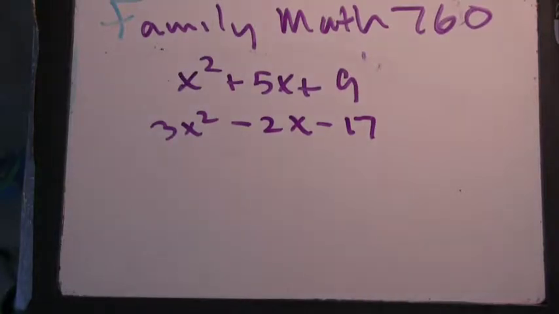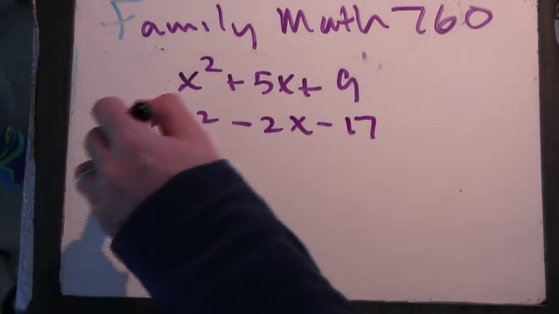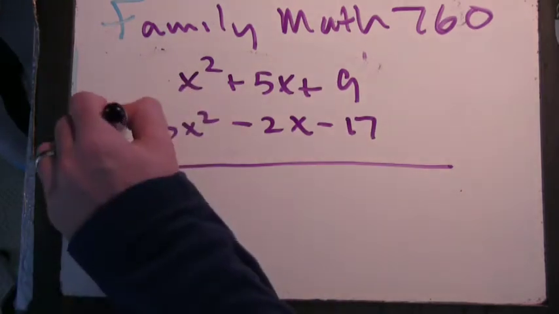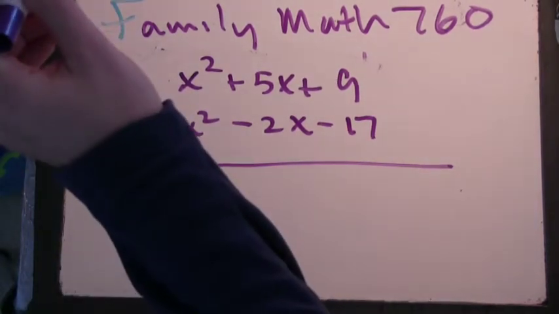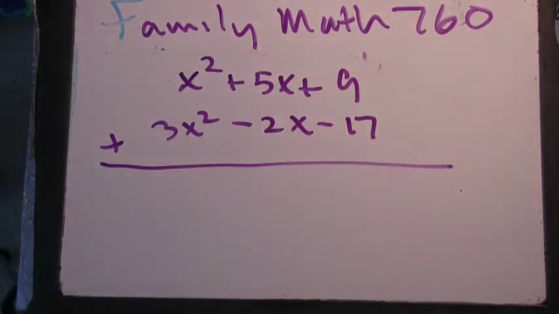Okay, so you said you know how to add and subtract polynomials pretty easily. Yep. So if I gave you this problem, x squared plus 5x plus 9 plus 3x squared minus 2x minus 17, what does that equal?